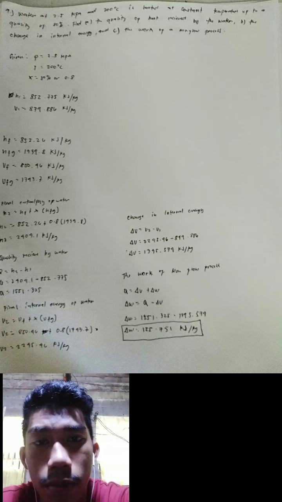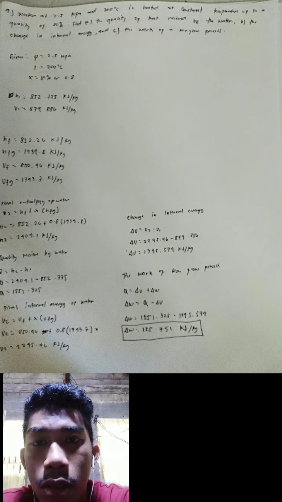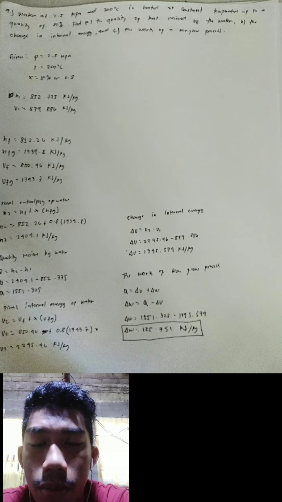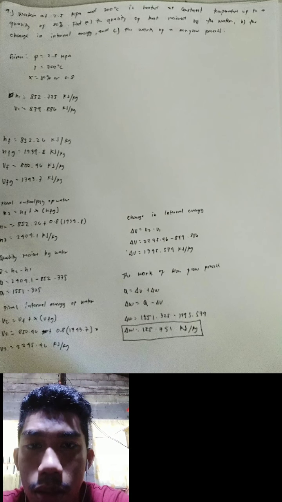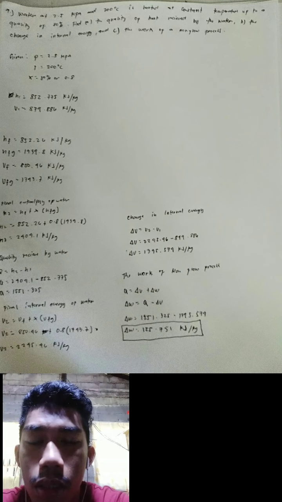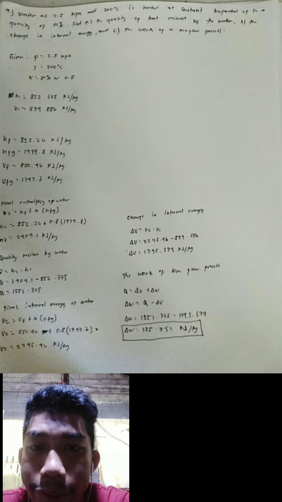From the steam table for saturated water, the properties of water at a temperature of 200 degrees Celsius are: HF is equal to 852.26 kilojoules per kilogram, HFG is equal to 1939.8 kilojoules per kilogram, VF is equal to 850.46 kilojoules per kilogram, and VFG is equal to 1743.7 kilojoules per kilogram. So the final enthalpy of water, H2, is equal to HF plus X multiplied by HFG.